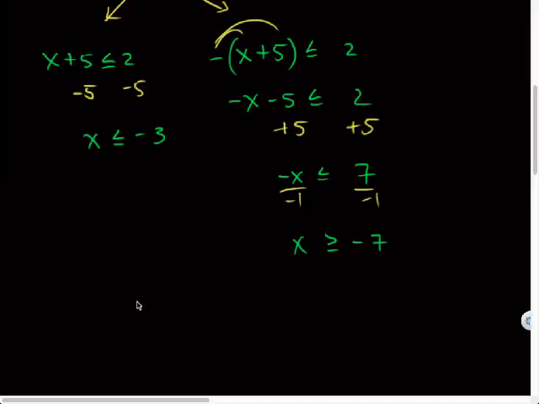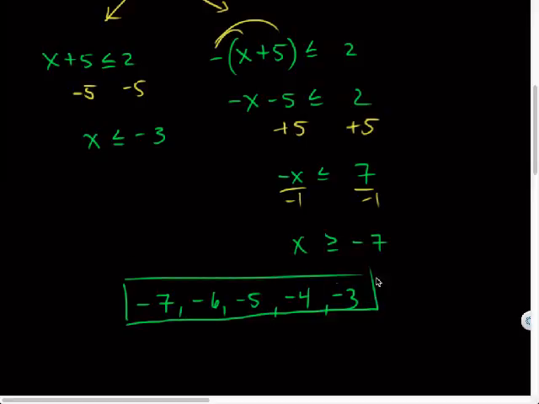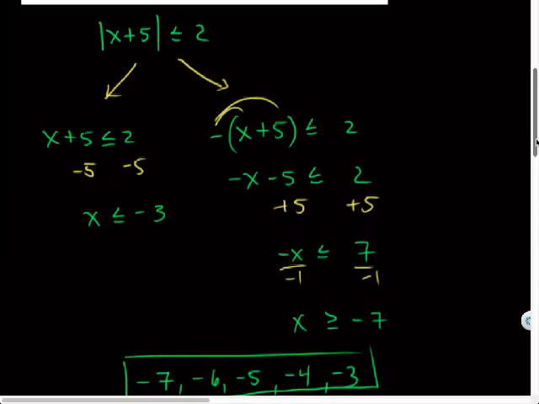So integers that would make this inequality true would be negative 7, negative 6, negative 5, negative 4, or negative 3, because those are all of the integers between those two values, inclusive of them. So this is a good little problem. I like it a lot. We'll explain more on this concept of absolute value inequalities a little bit later today.